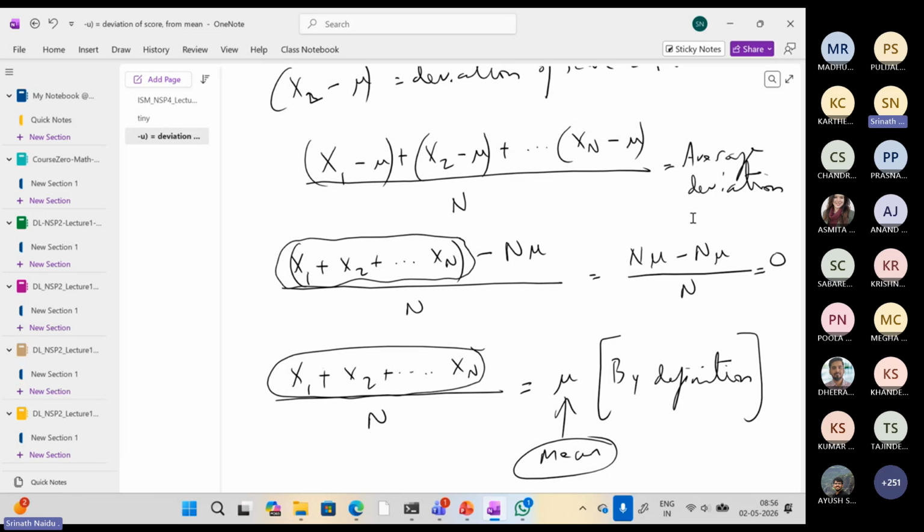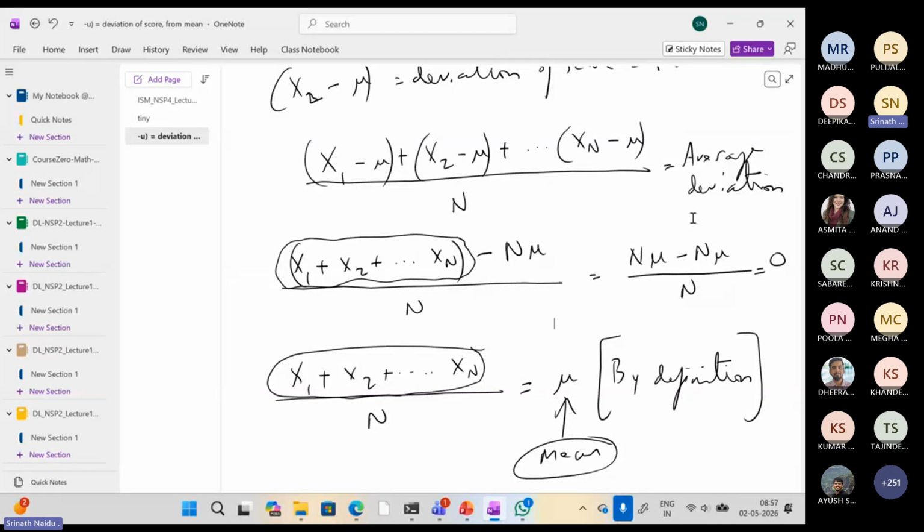What I showed you was that the numerator is zero, so dividing it by n will also make it zero. So basically, this will always give us a zero. What we're trying to conclude with this equation is that if you were to look at the average deviation from the mean, you'll get zero.